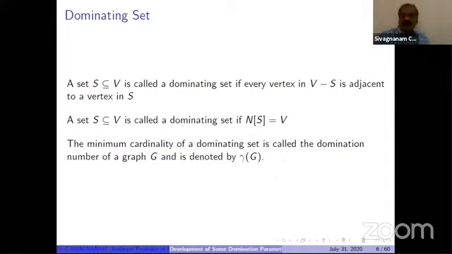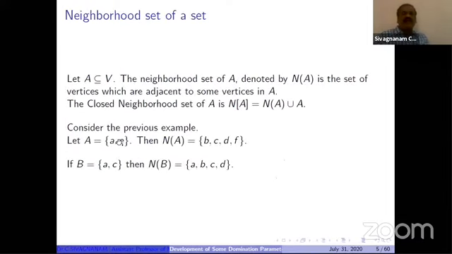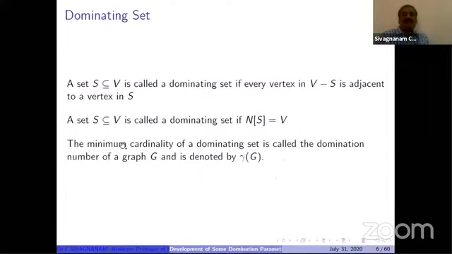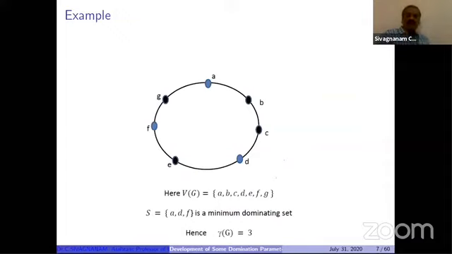In the previous example, take the set A equal to {A, E}. I'm taking NA as B, C, D, F. This is the open neighborhood. Now I'm finding the closed neighborhood, that is, the open NA union A. So what are we getting? A, B, C, D, E, F. All the vertices we have, it is equal to V. So this vertex set A, consisting of A and E, is a dominating set in the previous example. One dominating set.